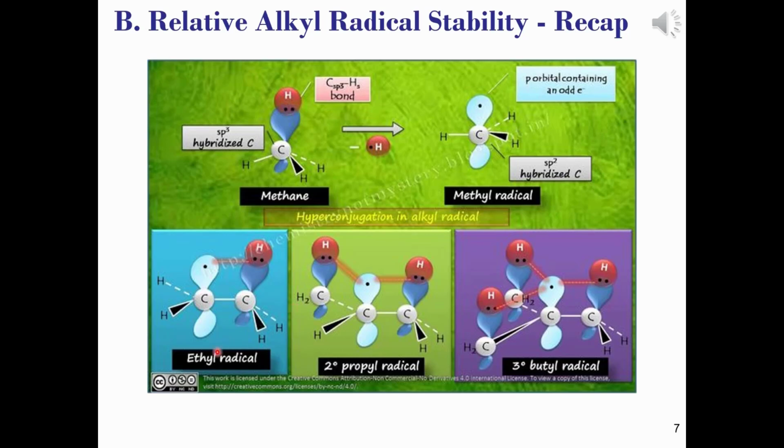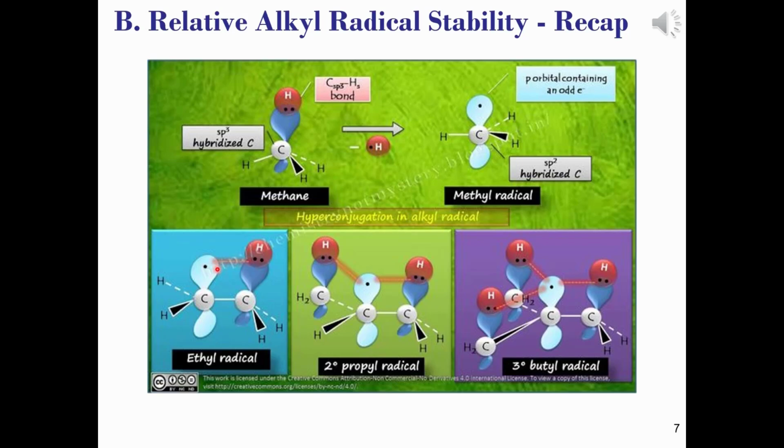For the methyl radical, there's nothing to stabilize the partially filled p orbital. The hydrogen atoms of the methyl radical are unable to donate any of their electron density towards that partially filled p orbital. However, for the ethyl radical, which is a primary radical, it is now possible for one of the carbon-hydrogen bonds to donate its electron density, as shown, towards the partially filled p orbital.